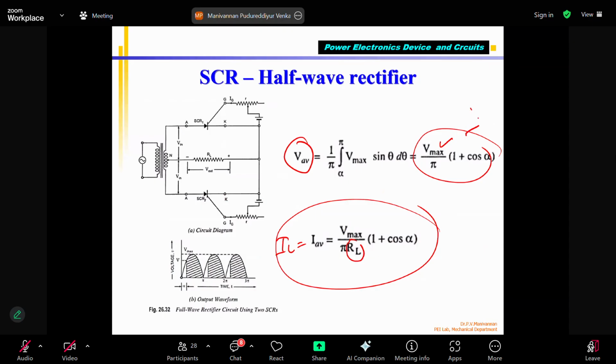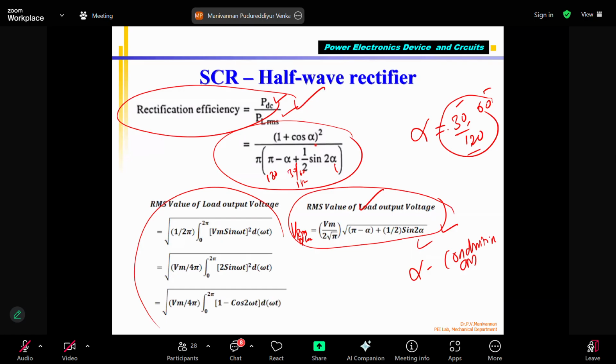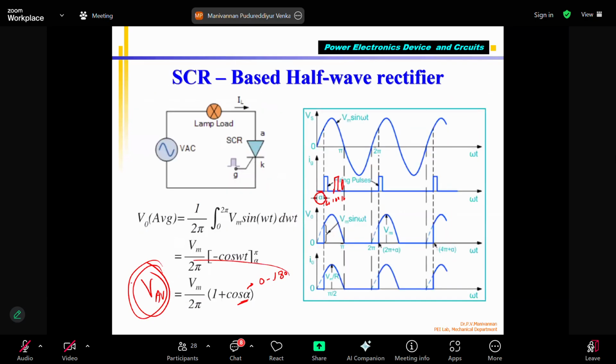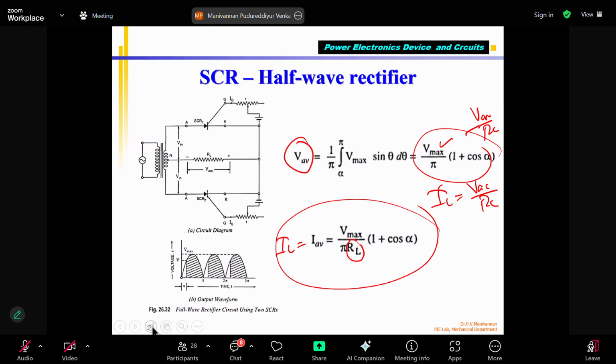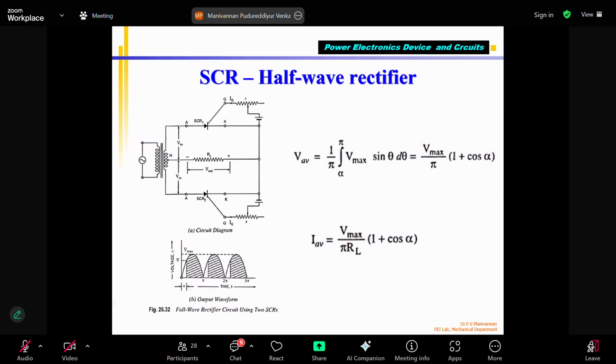This is nothing but V average divided by RL, correct? IL equal to V average divided by RL. So the RL is in the denominator. Note down these two formulae. It is the same formula we have written here also. Take down the formula. Okay, that's one thing. Next, this is a half-wave rectifier.